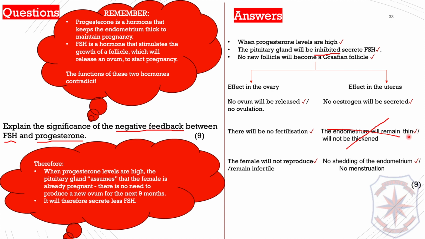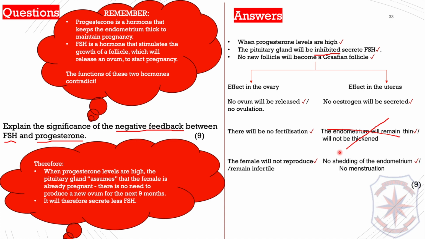What is thickening the endometrium? It is the progesterone, guys. It is the progesterone that is thickening the endometrium and not the estrogen. So there will be no shedding of the endometrium, or there will be no menstruation. Why shouldn't the endometrium shed? Remember, we have high levels of progesterone. So the endometrium is thickened and kept thick by the progesterone for the remainder of the pregnancy period.